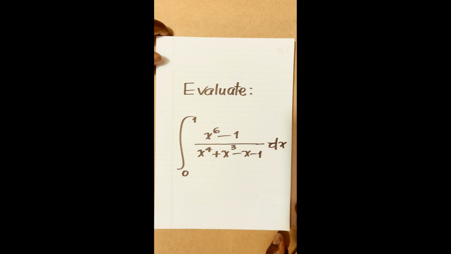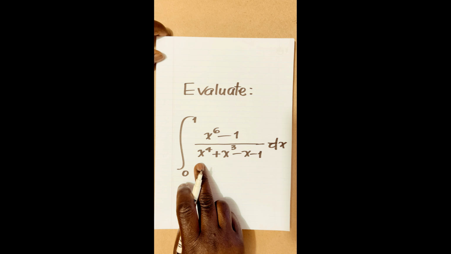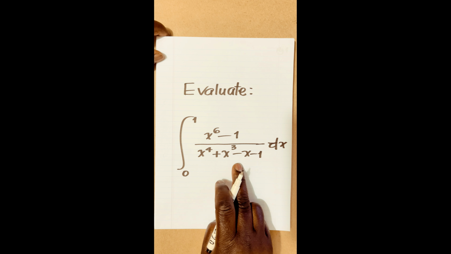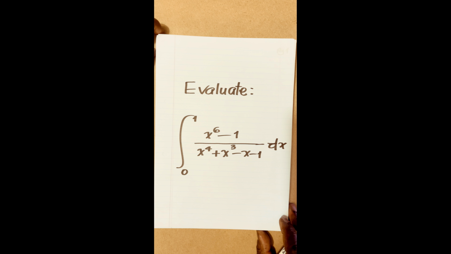I am still looking at integration, and in this video I have this integral to look at. It's a definite integral. We have to evaluate the integral from 0 up to 1 of (x to the power 6 minus 1) all over (x to the power 4 plus x to the power 3 minus x minus 1) dx. Now, what technique of integration are we going to employ here?